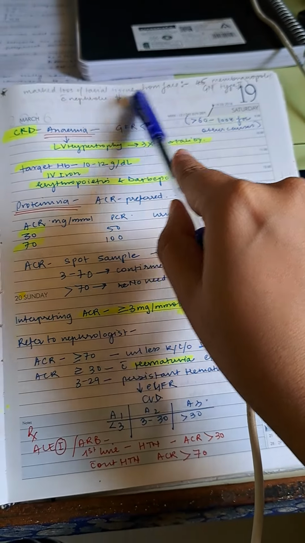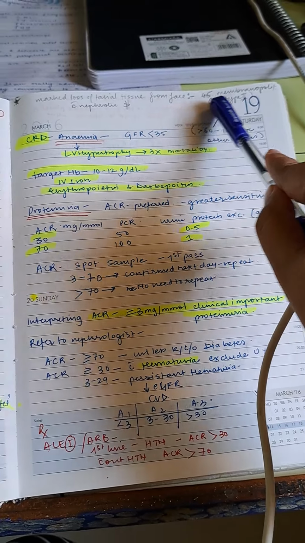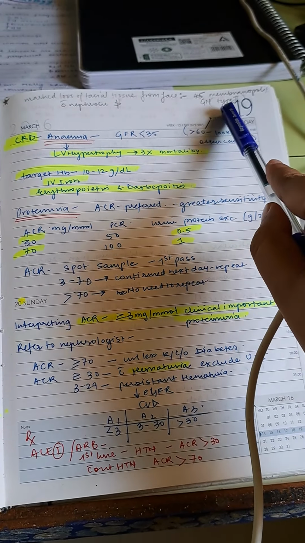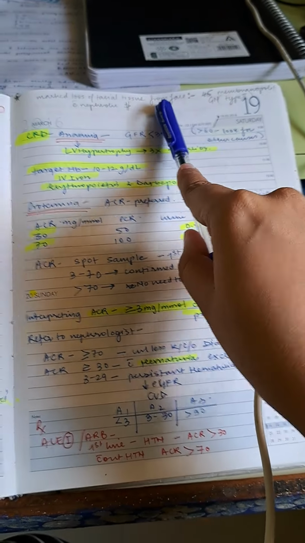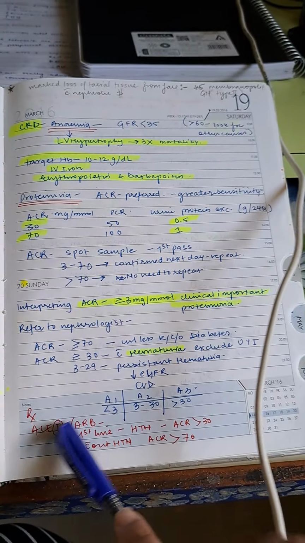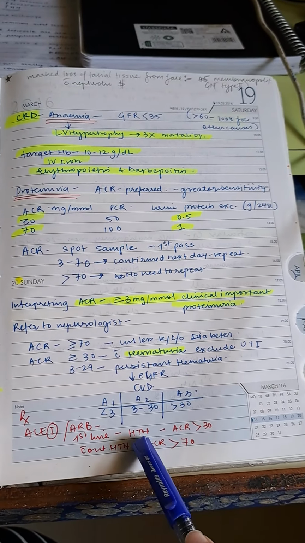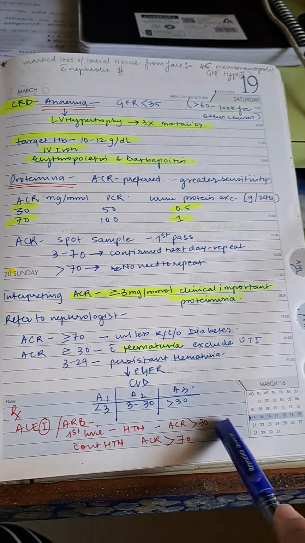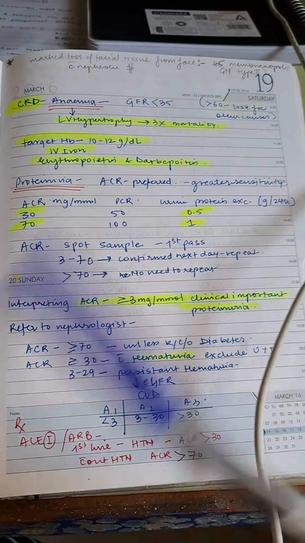Marked loss of facial tissue from face: membranoproliferative glomerulonephritis type 2 with nephrotic syndrome. Treatment: ACE inhibitors or ARB, first line in hypertension with ACR more than 30, and without hypertension, ACR more than 70.